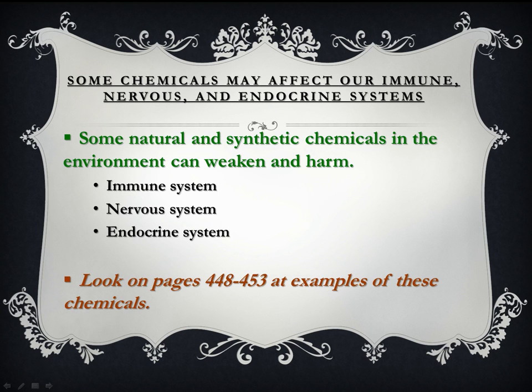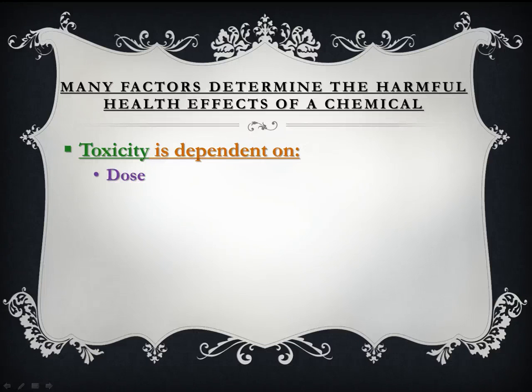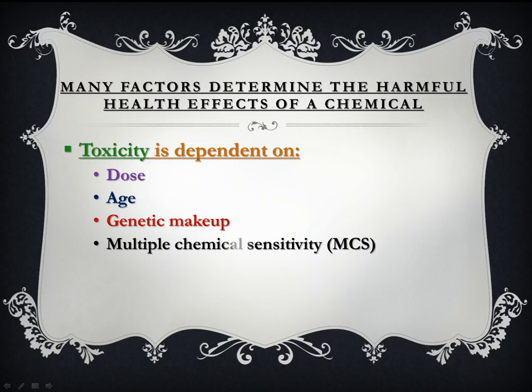If you look in the textbook on page 448 through 453, there are some specific examples of these chemicals. The factors that will determine how harmful things can be are related to several things. Toxicity is the concept of how bad or how harmful something is, but that toxicity is different for everybody because it's dependent on the dose of which you are exposed or ingesting, how old you are, the genetic makeup of you or the species in the environment.